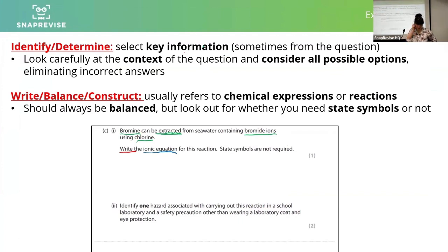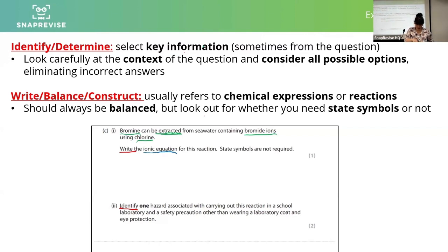Part 2: identify one hazard associated with carrying out this reaction in a school laboratory, and a safety precaution other than wearing a laboratory coat and eye protection. So again, still the same context, but my command word is identify. So choose from the hazards that you're aware of that are specific to this question. It's identify because you've got a context. It's got to be specific to this reaction. It can't just be a random hazard that's specific to a different reaction. That's why they've given us the word identify, not state.